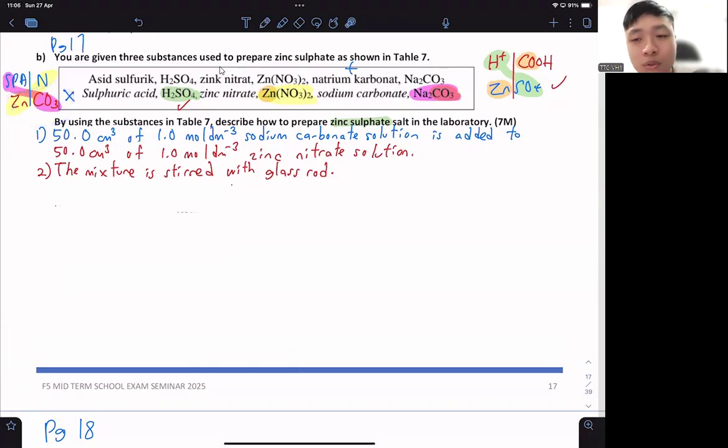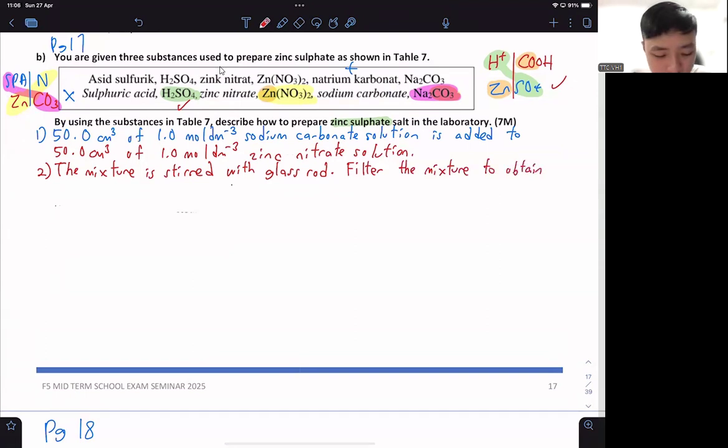What you do now for insoluble salt? You get zinc carbonate, you just straight away filter, because zinc carbonate is insoluble. Insoluble means you get a white color powder, white color solid. Then you no need to heat or cool. You just straight away filter the white color salt. So you can say filter the mixture to obtain the salt crystal form.